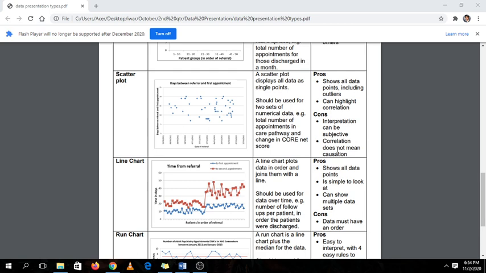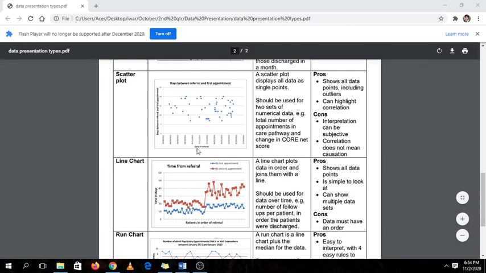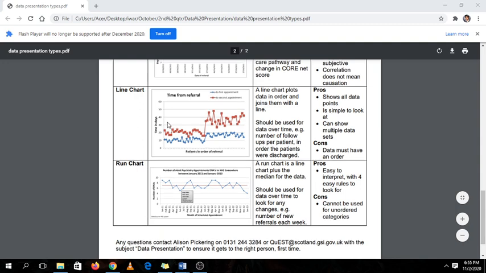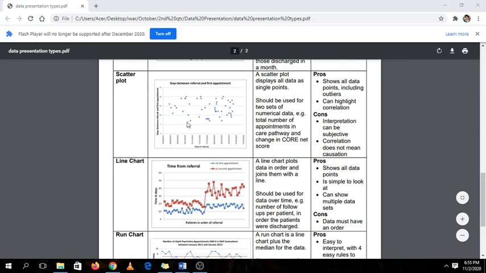Okay? When we say causation, one variable causes the other. So, does it mean nga amo na siya ang cause when it comes to correlation? Next, we have the line chart. A line chart plots data in order and joins them with a line. So, ang scatter plot, maging connectan mo lang sa line. And it shows progression. Should be used for data over time.